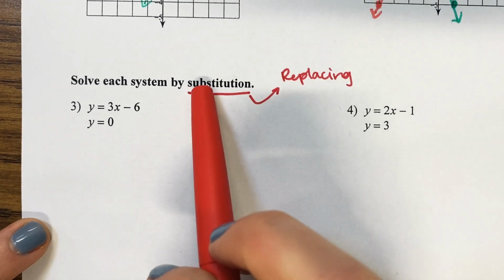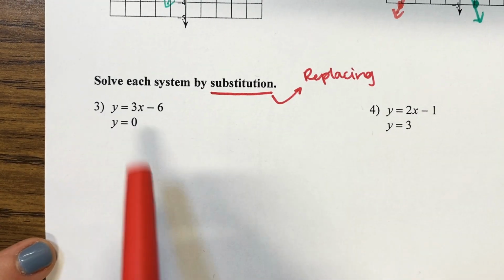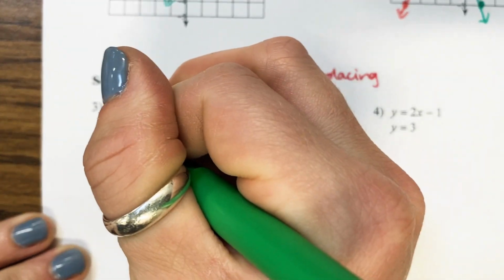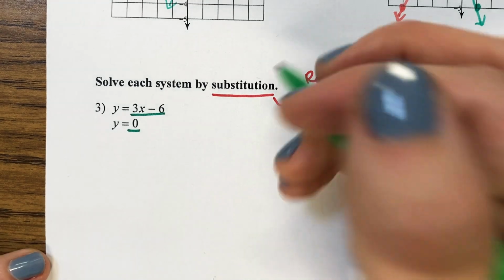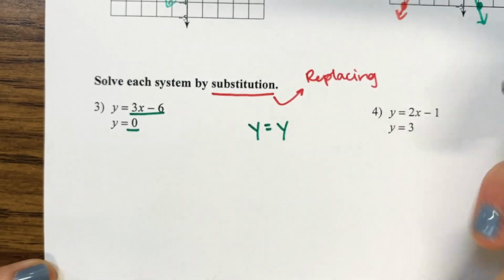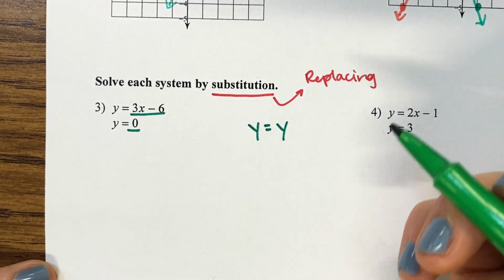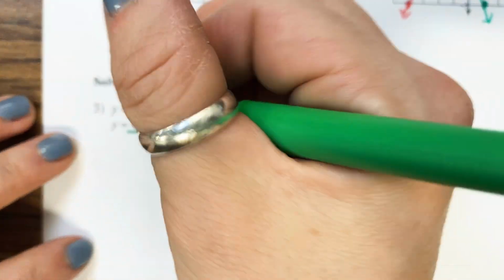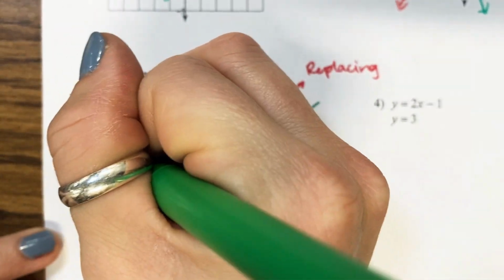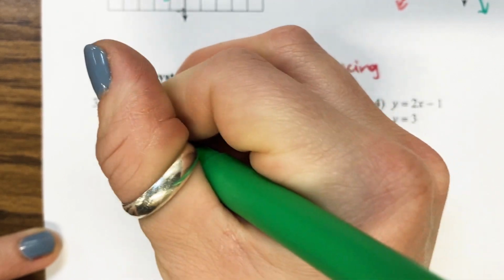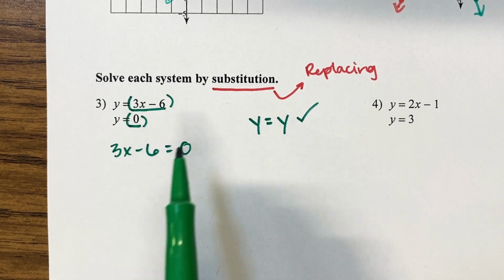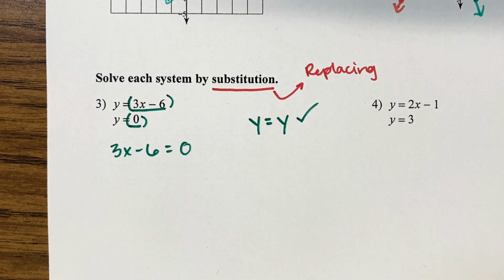Okay, so we're substituting. So let's look at number 3. So we have y equals this, but then y also equals 0. Okay, well, answer me this. Is y the same thing as y? Does y equal y? Yes, those are the same things. So since y is the same thing as y, and they equal these guys, we can take this piece, 3x minus 6, and set it equal to that piece. Okay, now notice we're not dealing with any more y's. Okay, we just have an x in there, which means we can solve for x.